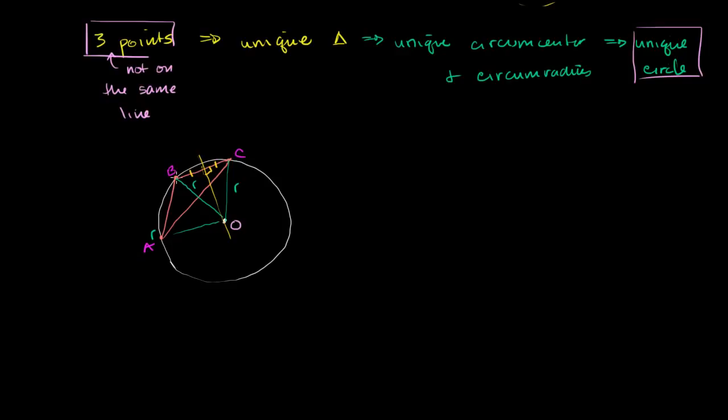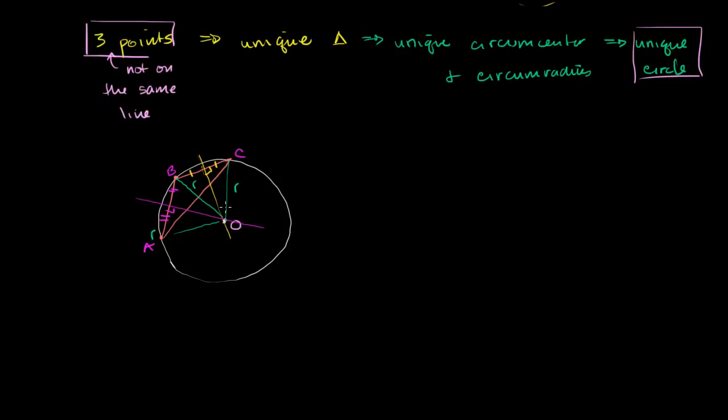And it's also equidistant from A and B. It's r away from both, because A and B both sit on the circle. They're both a radius away from the center. So it also must sit on the perpendicular bisector of AB. Let me draw it a little bit neater. There you go. So it must also be on this perpendicular bisector.